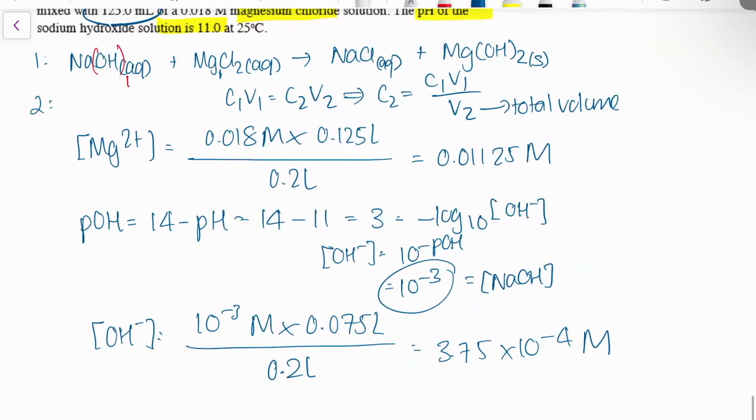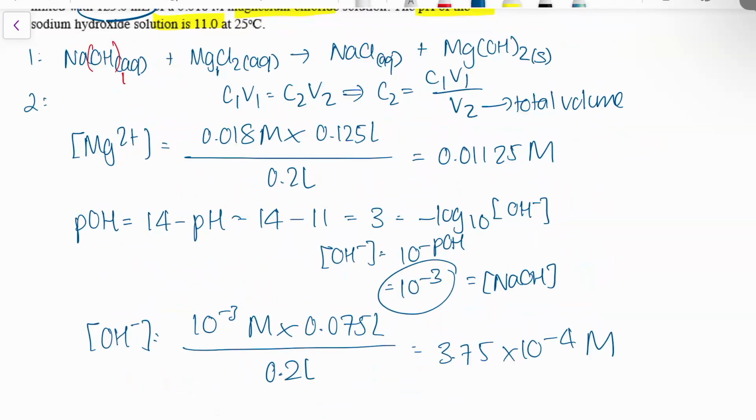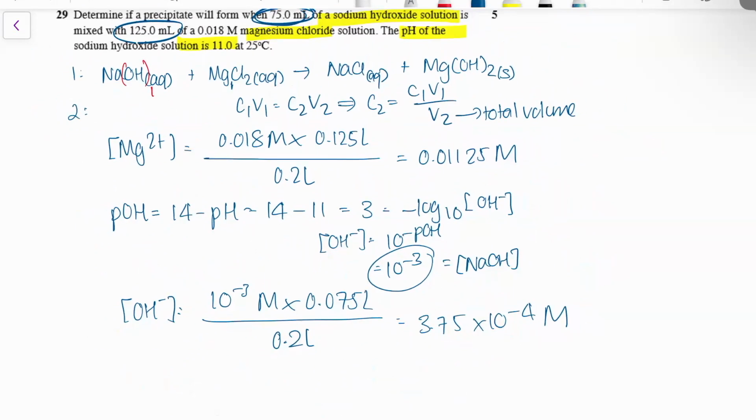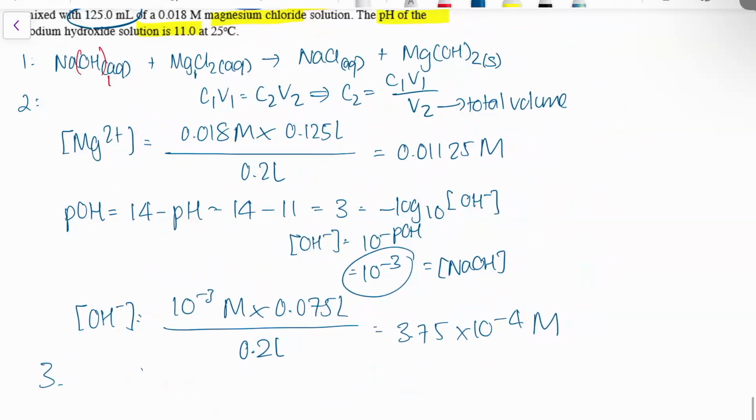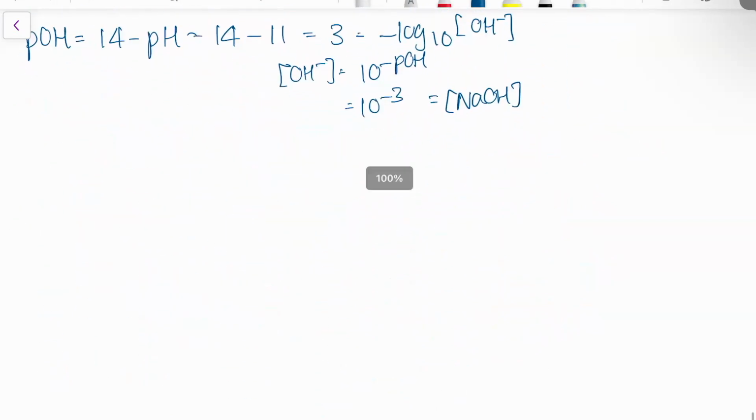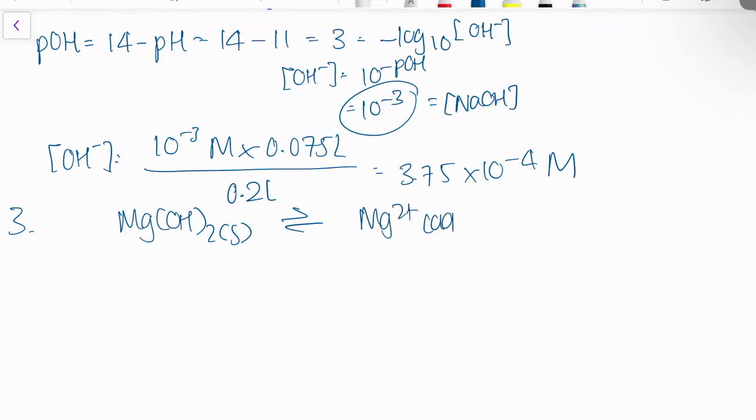Now that I've got both things, I can sub them into my Ksp expression. But for me to write the equilibrium expression, I need to know what the equation looks like. So I have to write the Ksp equation. Mg(OH)2 solid turns into Mg2+ and OH minus. And I have to balance this equation. How do I do that? 2 in front of OH minus. Yes, good. The 2 is important because it goes into the powers of my equilibrium expression.